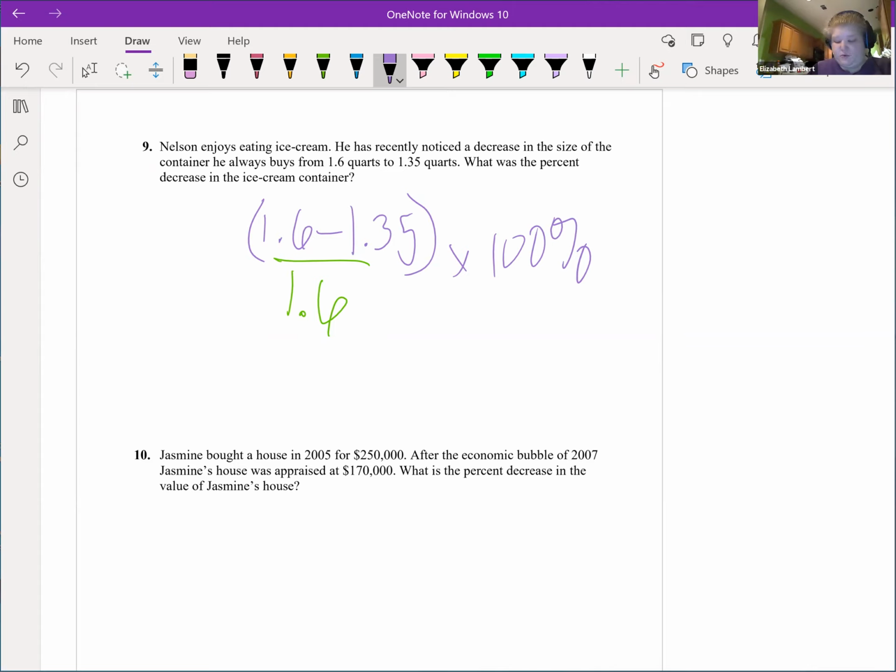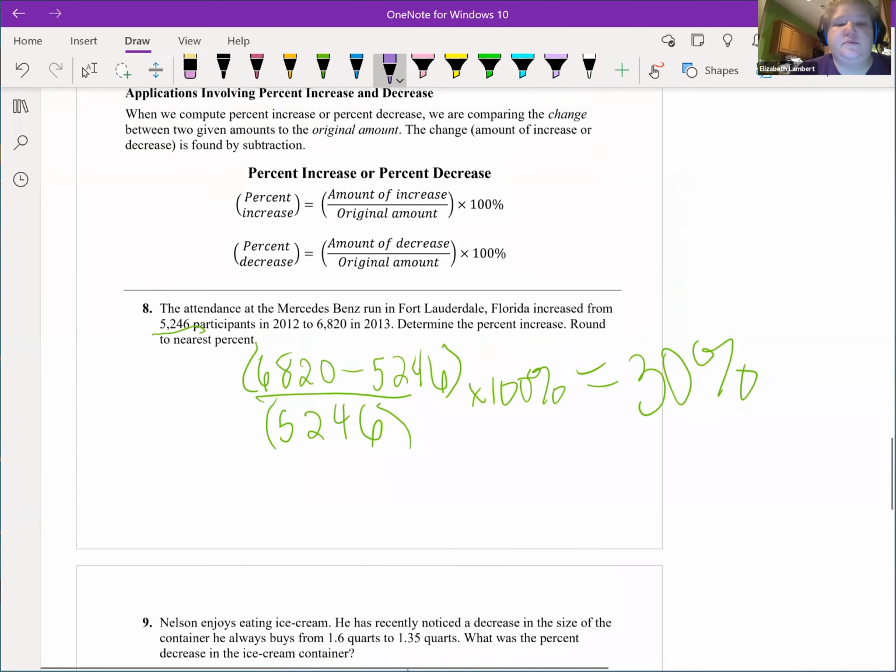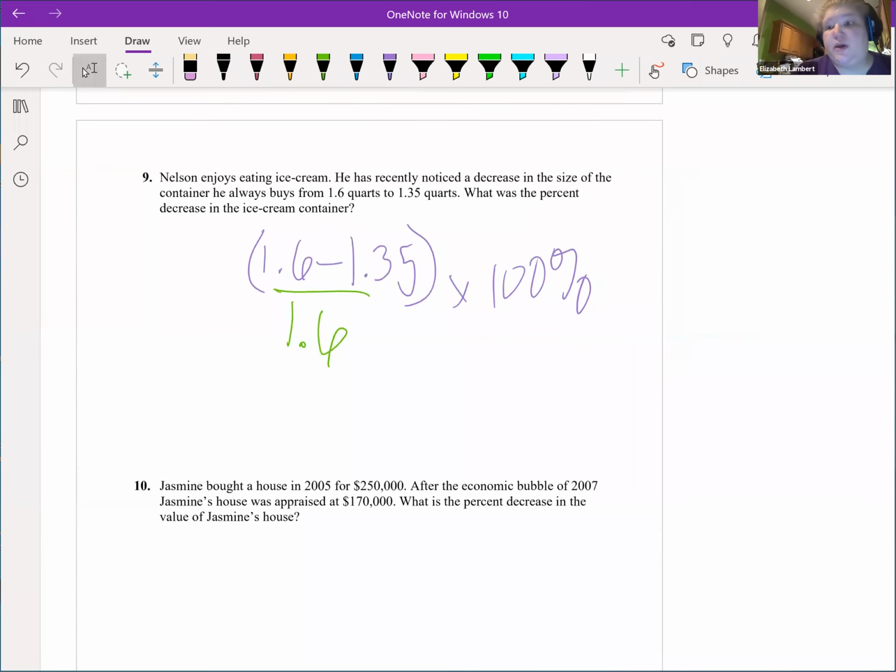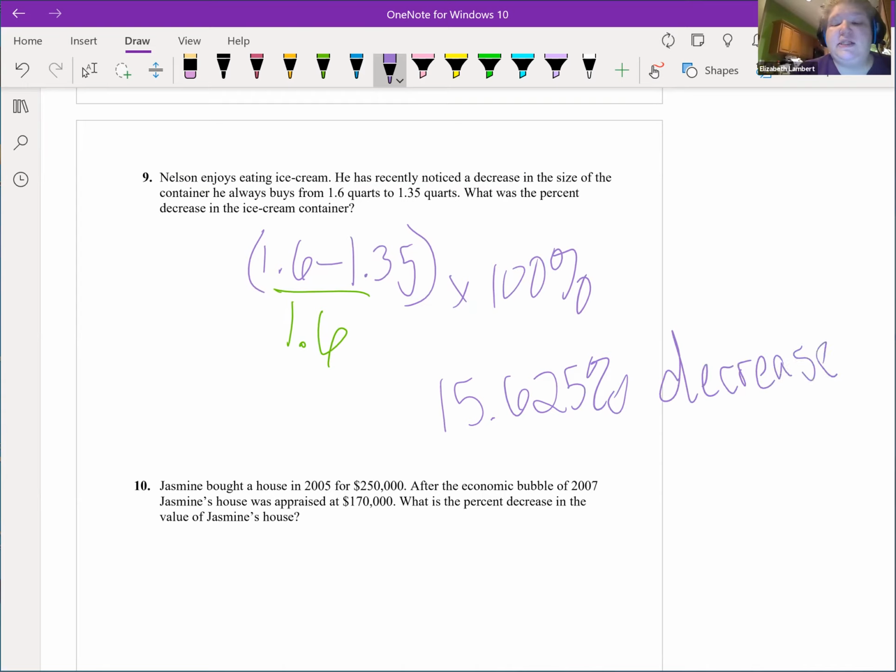All right, so 1.6 minus 1.35 is 0.25, divided by 1.6 times 100, we get 15.625. They don't give us rounding directions, so we'll just say the whole thing. Percent decrease. It is in the question stem, but I prefer to reinforce that this one is a decrease. If you don't say that, a lot of people will make the assumption you're talking about an increase.